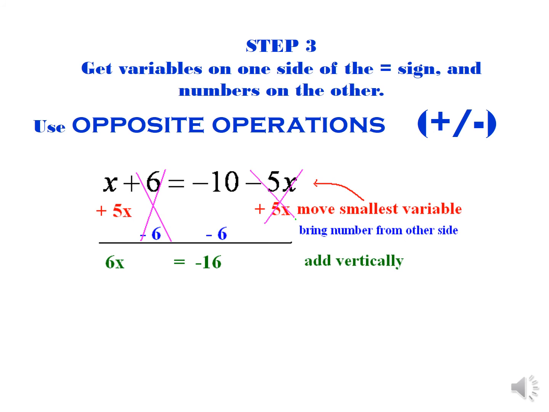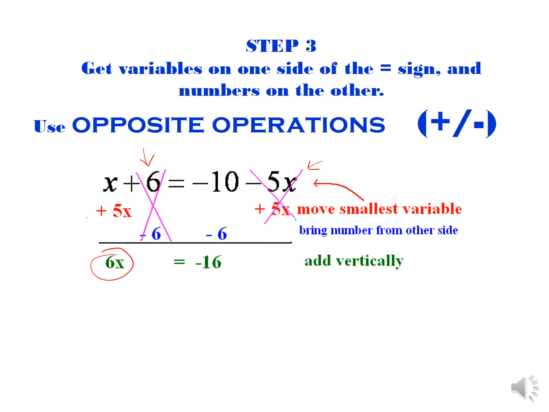So this is showing you the steps. Again, I start with my smallest variable. Remember, a negative number is smaller than a whole variable. So I'm going to add the 5x, opposite operation, and now those cancel each other out on this side. And I'm going to add that 5x over here. That gives me 6x. That tells me I have to go here next because I need to get my numbers on the other side. Opposite operation is to minus 6 from both sides, so I get minus 16.